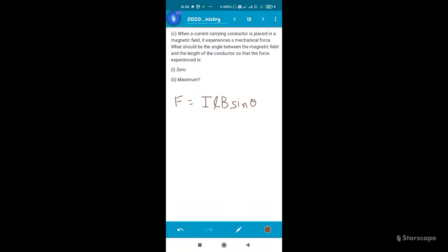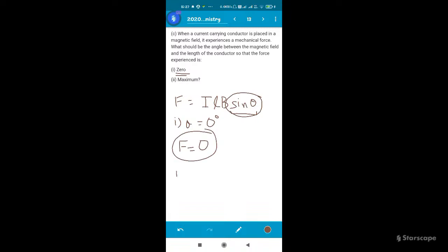Sorry, between the magnetic field and the length of the conductor, that means between L and B. Okay, so in the first case, 0. When is the value of sin theta equal to 0? For what value of theta? We know sin theta will be 0 when theta equals 0, right? So when the value of theta is equal to 0 degree, the value of sin theta is also 0, and as a result our force will be equal to 0. This is what was asked in the question, right?